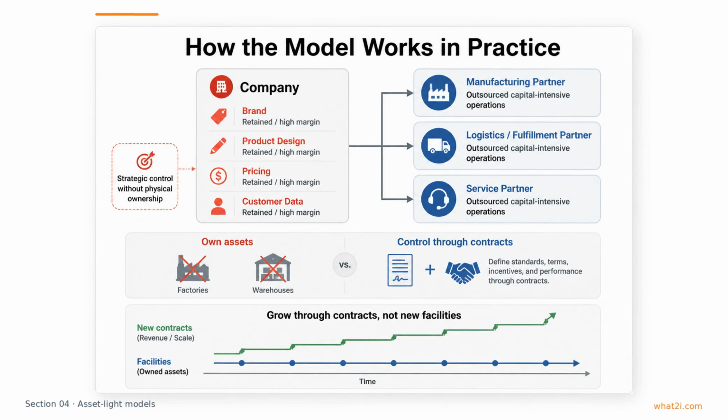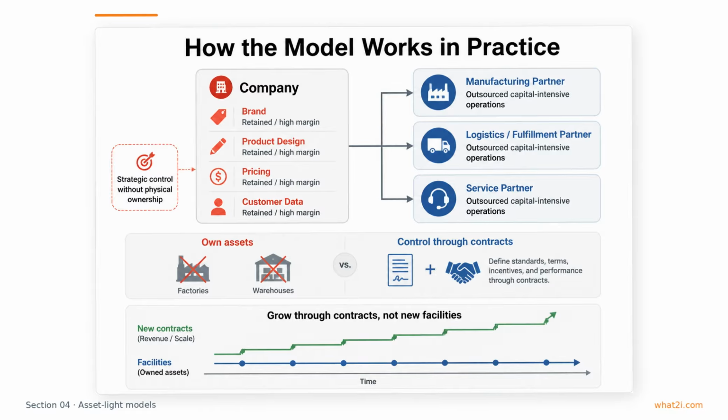In practice, the model works by separating strategic control from physical ownership. The company keeps functions like branding, product design, pricing, and customer data because those areas shape the customer experience and the economics of the business. Capital-intensive operations such as manufacturing, warehousing, or fulfillment are handled through contracts with partners. This allows growth through new supplier relationships and service agreements instead of new factories or facilities. The trade-off is that direct ownership is replaced by coordination and oversight. So while the balance sheet may look wider, management discipline still has to be strong.